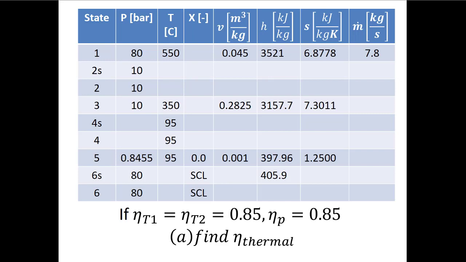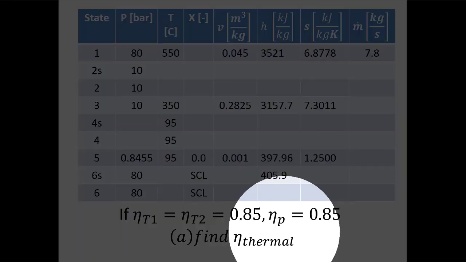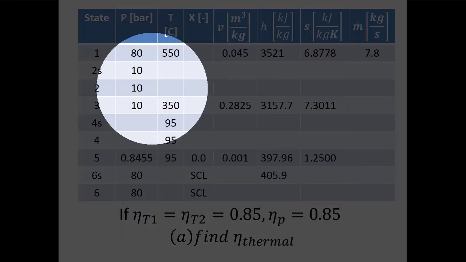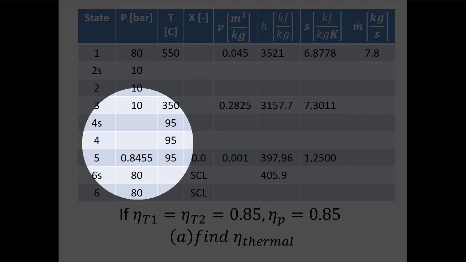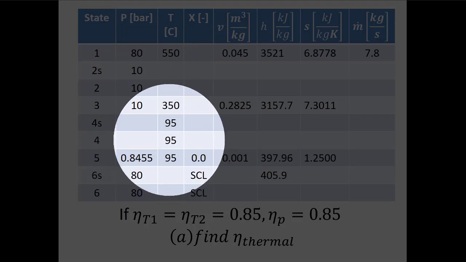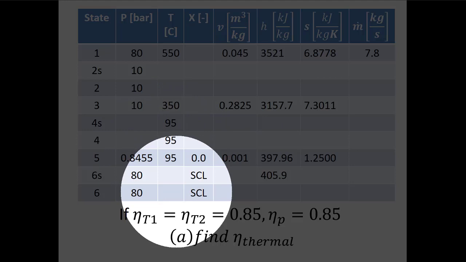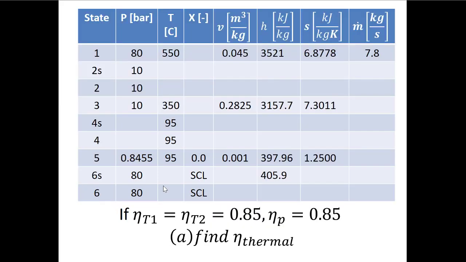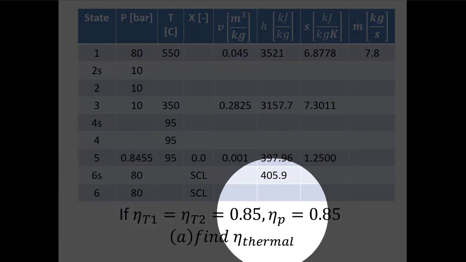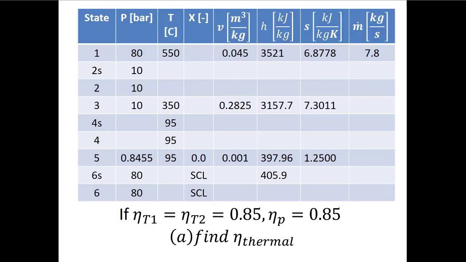So I see that I don't have enough information to fix state 2, right? Because the only thing I know about state 2 is that the pressure is 10 bar. I can't fix state 4 where I only know the temperature. And I can't fix state 6 because here I only know the pressure. So instead, I've got to use the information that they tell me about these processes, which is that all the isentropic efficiencies in this problem are 85%. So the isentropic efficiency of both turbines is 85%, and the pump is 85%.